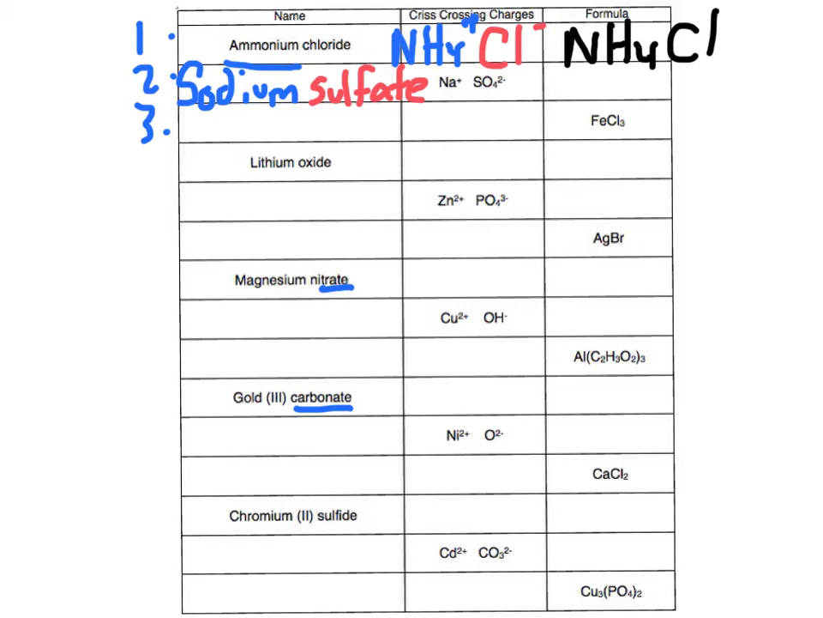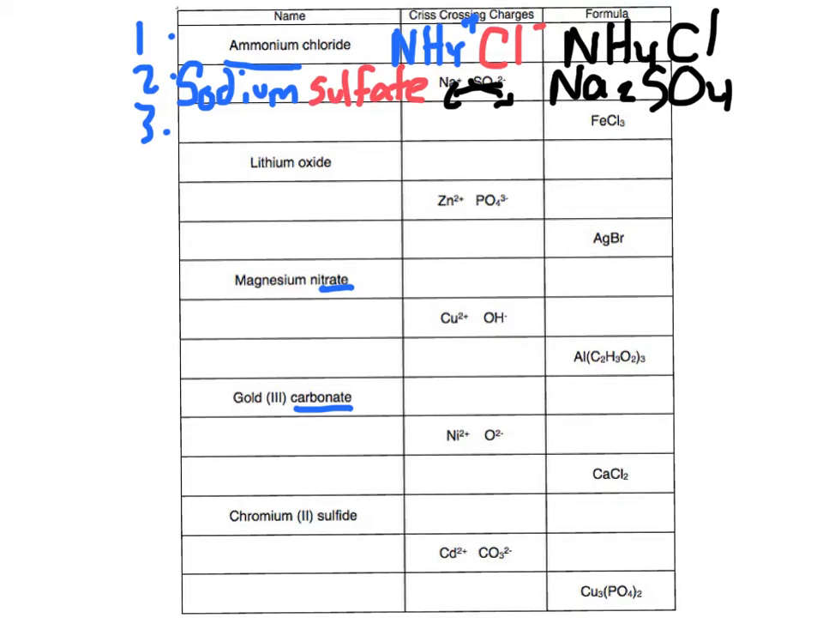Again, I need to crisscross my charges. In case you forgot, you crisscross one charge going that way and the other charge going the opposite direction. So I have Na plus and SO4 2 minus. In reality, all I have to crisscross looks like that: Na2SO4. Okay, and so Na2SO4 perfectly crisscrosses our ionic compound.